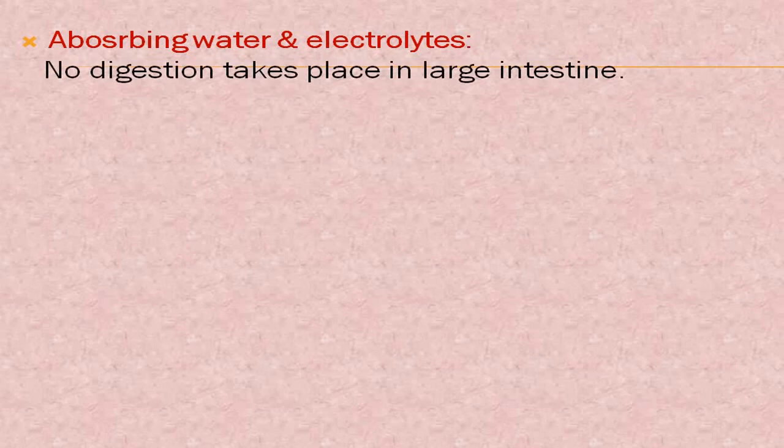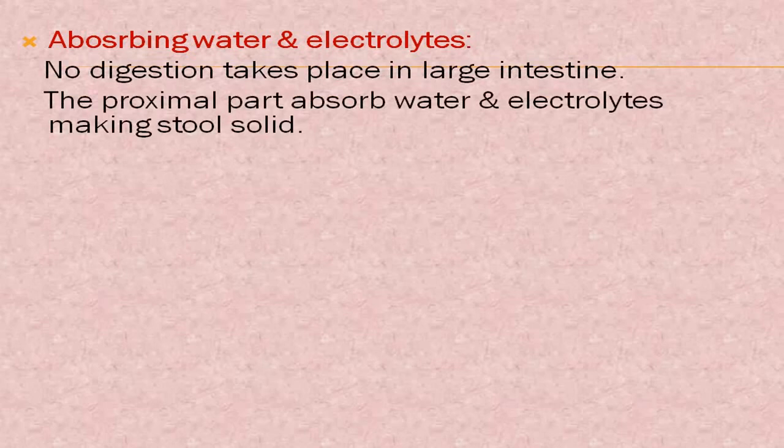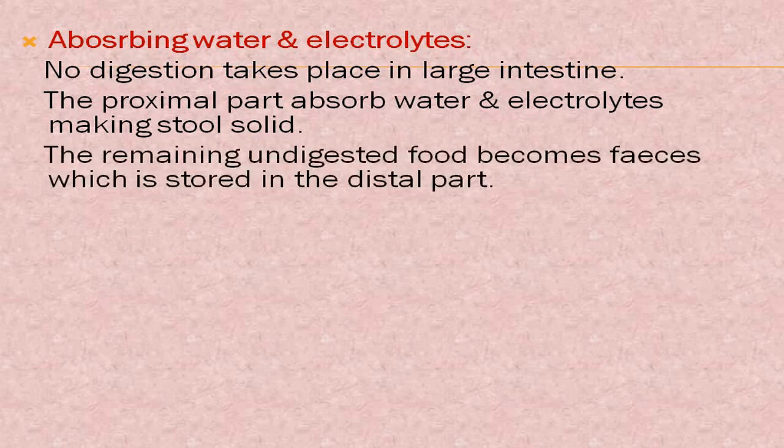Now the first function of the large intestine is absorbing water and electrolytes. As I told you, there is no digestion in the large intestine. The proximal part, or the first part, of the large intestine absorbs water and electrolytes, means salts. So the purpose is to make that watery chyle into solid stool or solid feces. And the remaining undigested food, now which is called feces, is stored in the distal part of the large intestine.